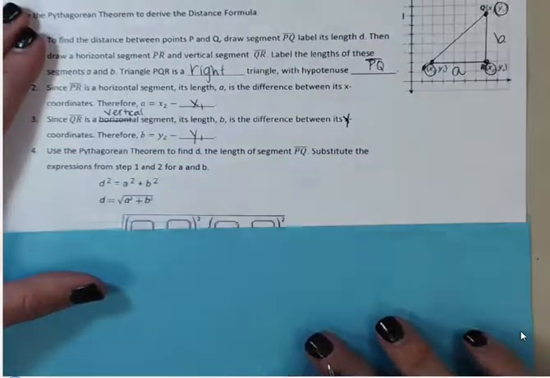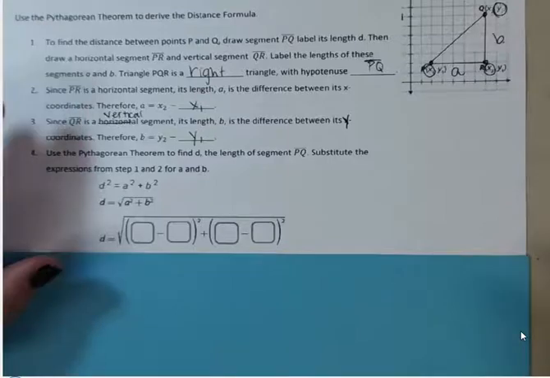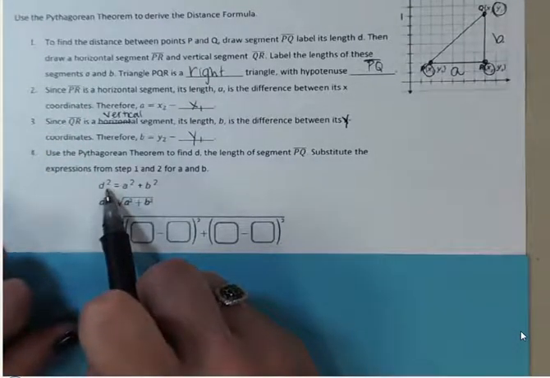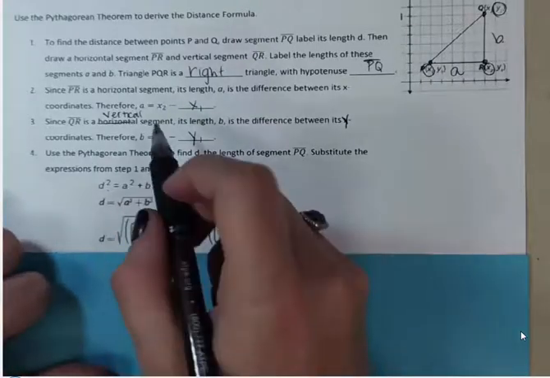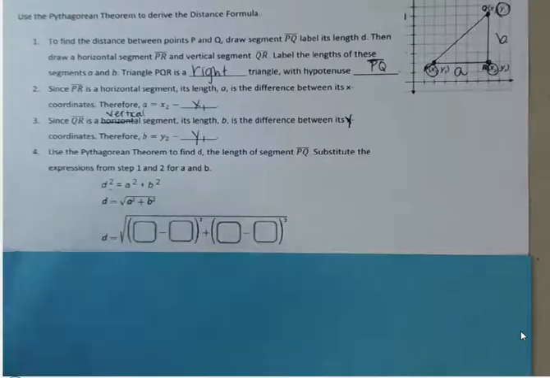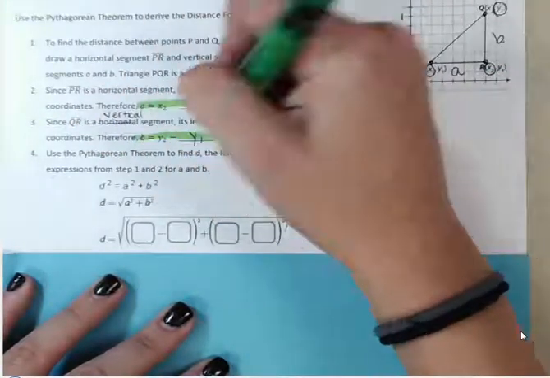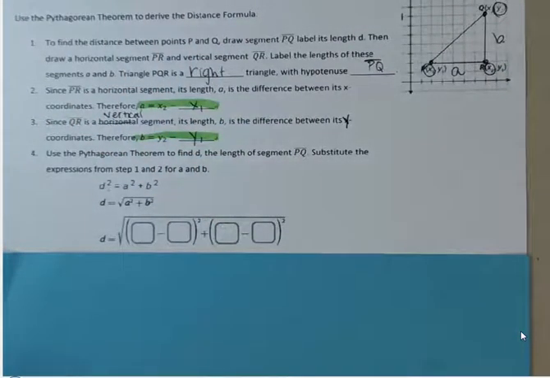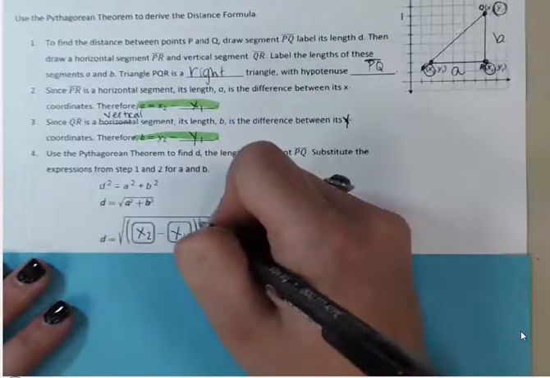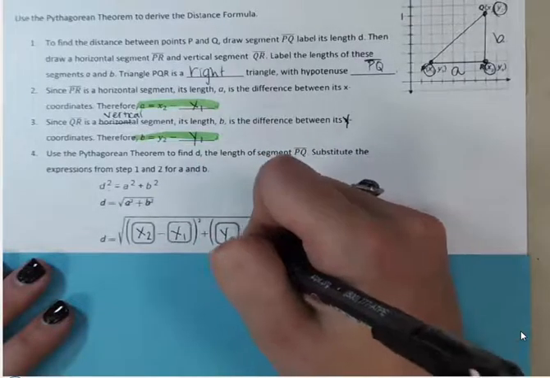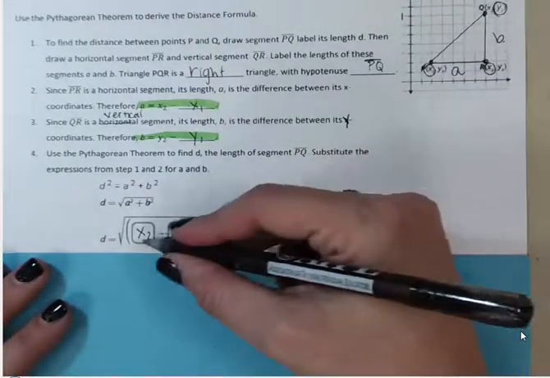Use the Pythagorean theorem to find the length of segment PQ, substitute in the expressions for A and B. So, you remember how we get rid of the square? We take the square root of both sides, right? And how did we figure out what A was again? We'll look up here. A was x2 minus x1, and B was y2 minus y1. So that's how we got our distance formula. If you plug in A, x2 minus x1 squared, plus y2 minus y1 squared. We are literally using the same exact formula. This is just way more specific.